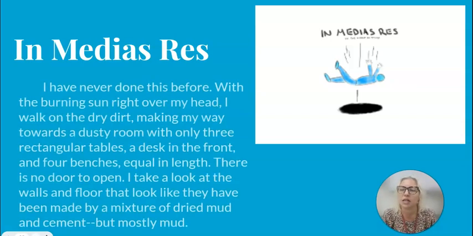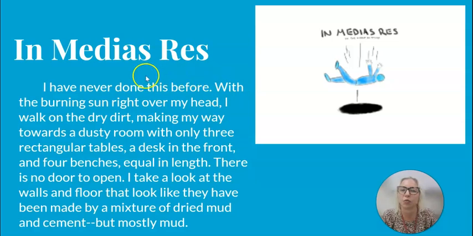How about this one? "I have never done this before. With the burning sun right over my head, I walk on the dry dirt, making my way towards a dusty room with only 3 rectangular tables, a desk in the front, and 4 benches equal in length. There is no door to open. I take a look at the walls and floor that look like they have been made by a mixture of dried mud and cement, but mostly mud. I have never done this before."